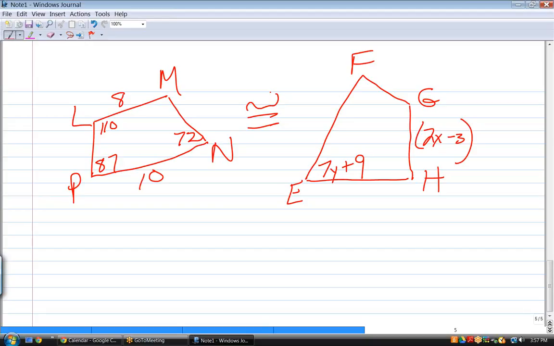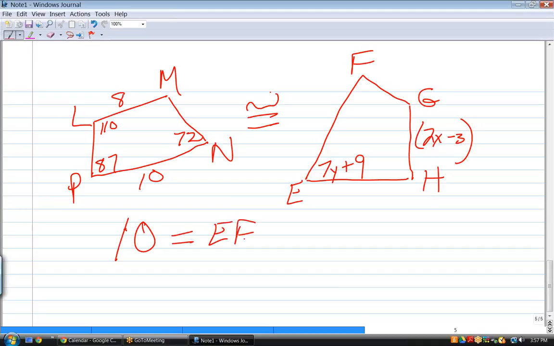So, first of all, you have to figure out which are the congruent sides. Tell me which sides are congruent. What's the side in the figure on the right that is congruent to PN? EF? Yeah, and you know that because they're both the longest sides. So I can say 10 is equal to EF.